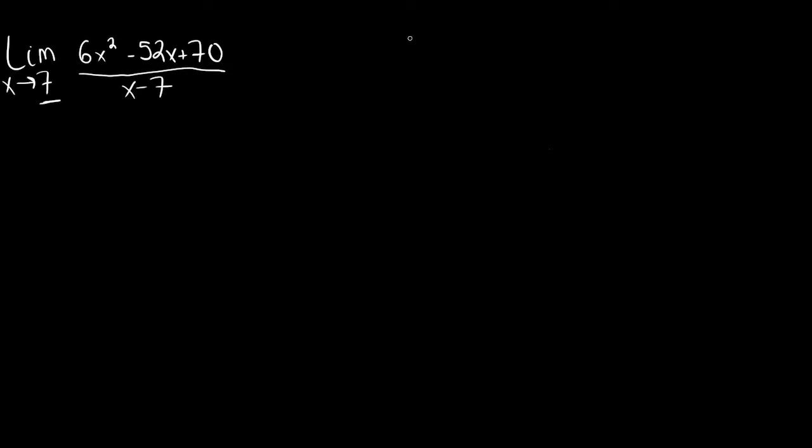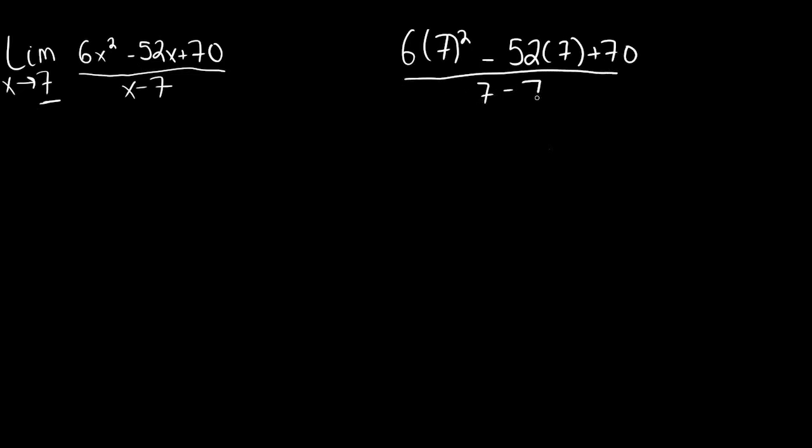So we're going to come over here, we're going to write some stuff down here. We have 6 times 7 squared, minus 52 times 7 plus 70 all over 7 minus 7. Okay, so doing a little bit of mental math, calculator, multiplication, we're going to get 6 times 7 squared, which is 49. So 6 times 49 gives us 294, minus 52 times 7, which gives us 364, plus 70, all over 7 minus 7.